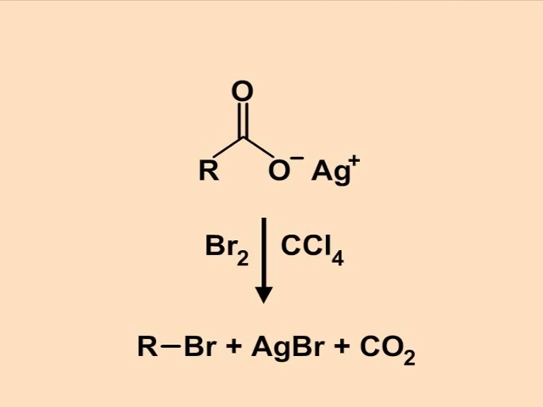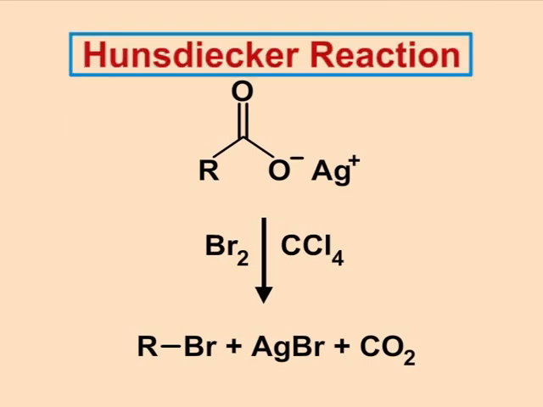Now we will study Hunsdiecker reaction. The monopositive silver salts of carboxylic acids react with halogens in presence of dry carbon tetrachloride to yield alkyl halides along with silver bromide and carbon dioxide.